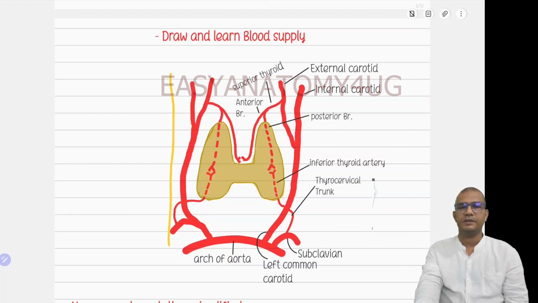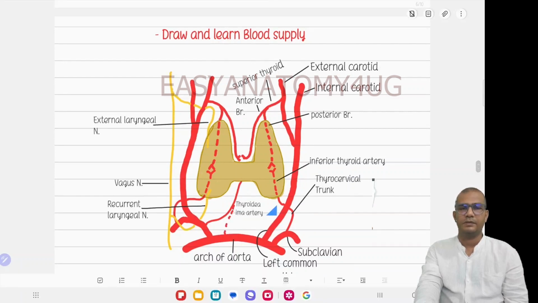Now draw the vagus nerve and show its branches, that is superior laryngeal nerve, which will further divide into external laryngeal nerve, which accompanies the superior thyroid artery, and the recurrent laryngeal nerve, which winds around the subclavian artery and accompanies the inferior thyroid artery. Next, show the thyroidea ima artery arising from the brachiocephalic trunk or the arch of aorta.